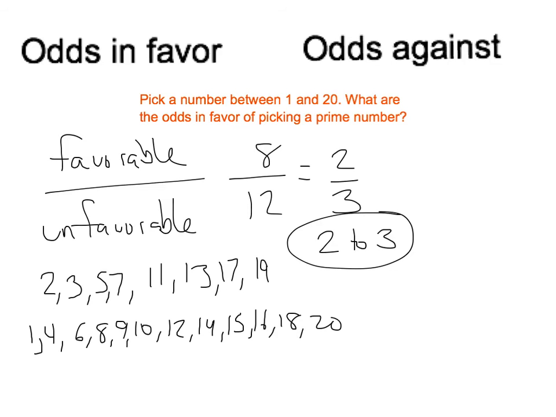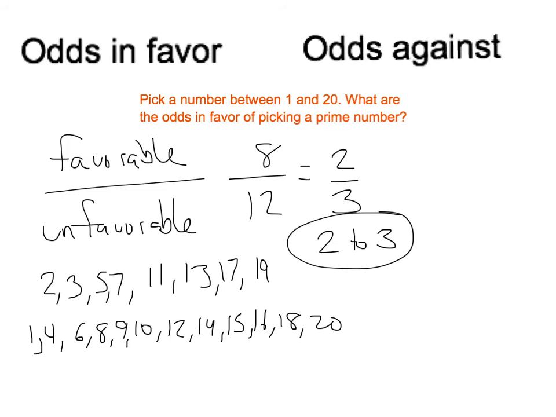Now, another cool thing about odds is when you think about the number of possible outcomes. Okay, so picking a number between 1 and 20. So you could pick a 1, 2, 3, 4, 5, 6, 7, 8, 9, 10, 11, 12, 13, 14, 15, up to 20, right? There are 20 total outcomes. So if you count the favorable and the unfavorable, well, 8 plus 12 gets you 20. The favorable plus the unfavorable will give you the total.